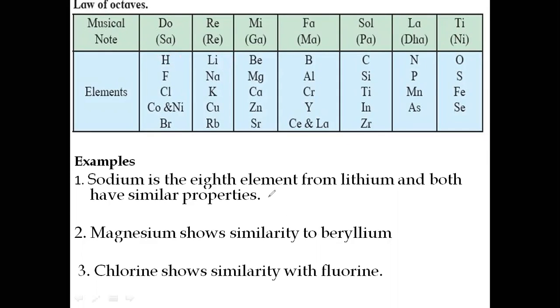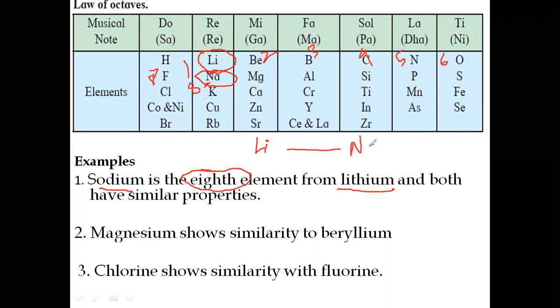And how did he find the properties of the 8th and first similar? Let's begin with these examples. The first example given was that sodium is the 8th element and shows similarity with lithium. See here, sodium is the 8th element and lithium is the first element, right? First, second, third, fourth, fifth, sixth, seventh, and the eighth one is sodium here. So we can say the property of lithium must be equal to the property of sodium.